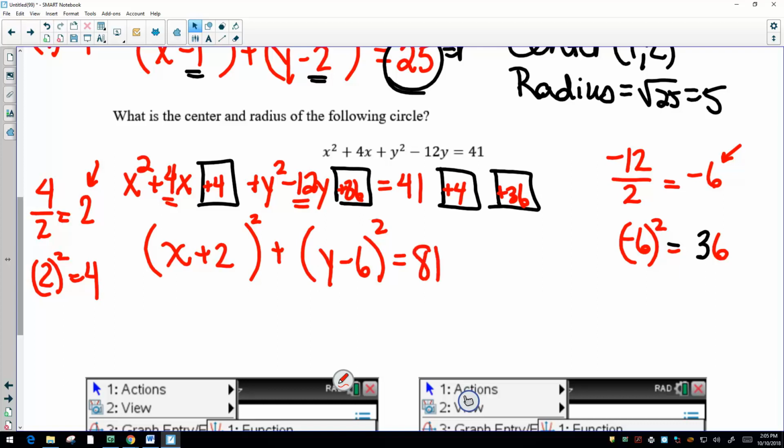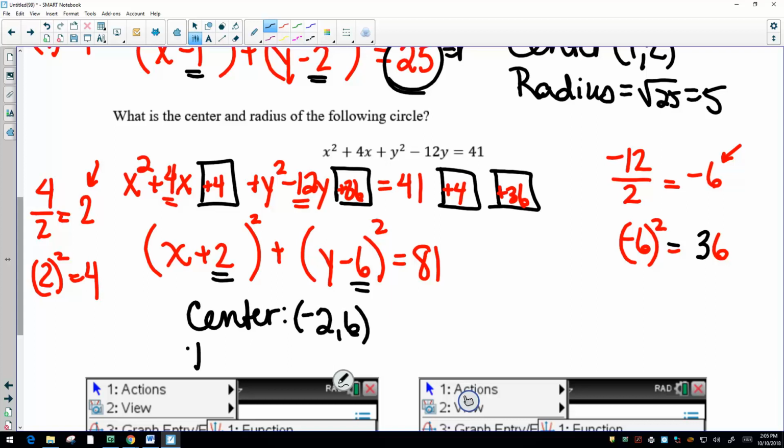Now again, we need to find the center and the radius. So our center, that's our h and k values. So we can say here our center is at the location (-2, 6), and the radius, keep in mind 81 is really equal to r squared. So if I want just r, I have to square root that, and our radius is going to be 9.